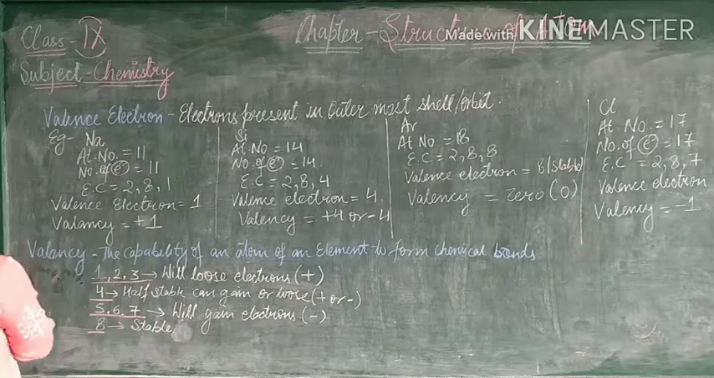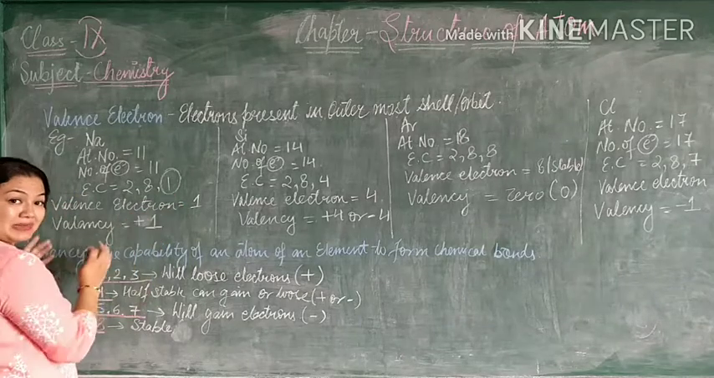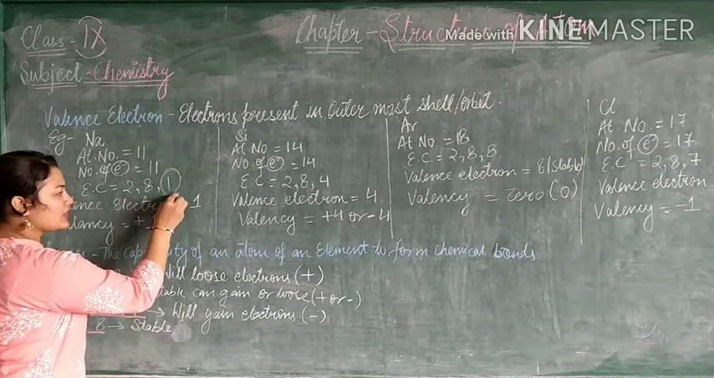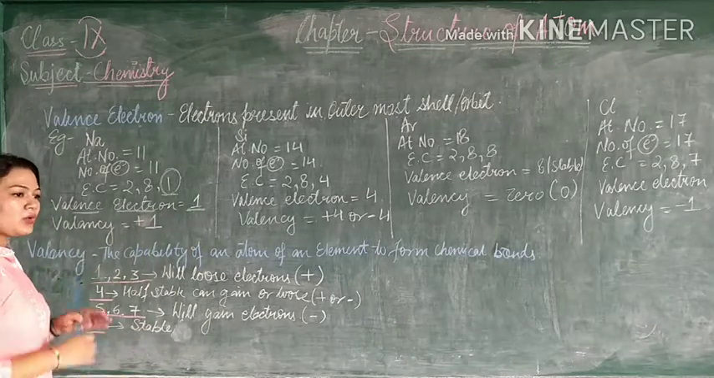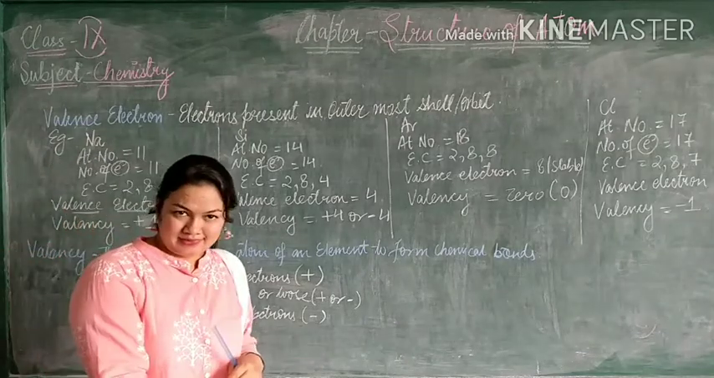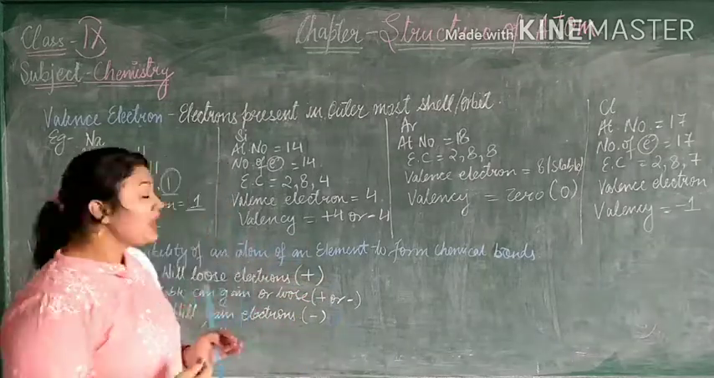In the outermost shell, whatever electrons are present, this is the outermost shell, that means the last shell. If 1 electron is there, then the valence electron will be 1. Now comes what is valency. We will discuss both things together so that there will be no confusion.